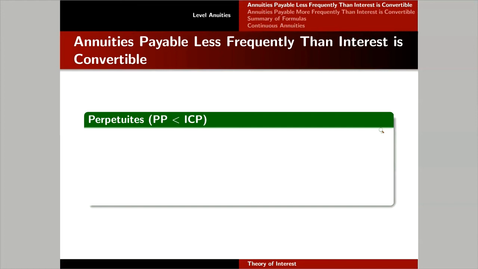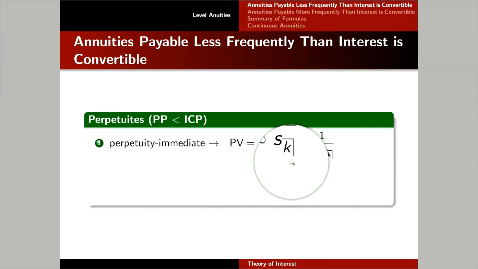Let's have perpetuities now. Same case, PP is less than ICP. This is easier, because all you have to do is get the limit of all the formulas that we derived as n approaches infinity. For example, for a perpetuity immediate, to get its present value, you recall the formula for an annuity immediate, and then get the limit as n approaches infinity. And you will get 1 over j times s angle k, because this is just a constant.